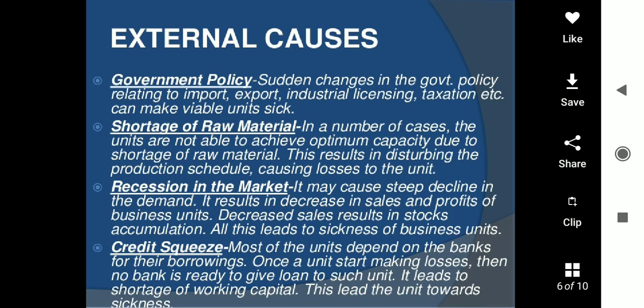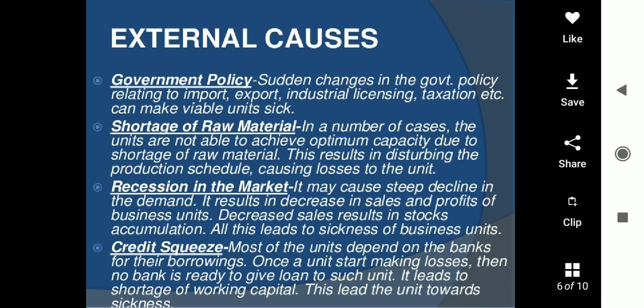Third is recession in the market. Recession means when there is no demand for your product. No one is demanding your product, although they have huge money. But the market is currently in a recession, and no one is demanding your product. So it may cause a steep decline in demand. It results in decreased sales and profits of business units. Decreased sales result in stock accumulation. All this leads to sickness of business units.